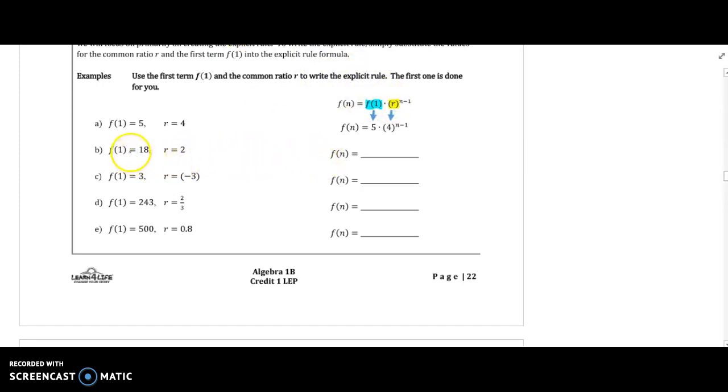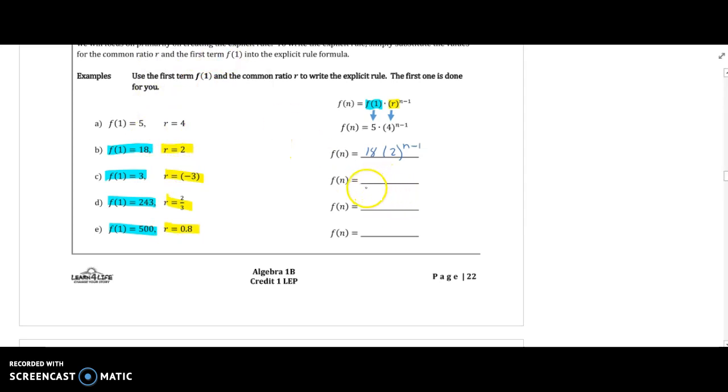So for f of 1 equals 18 and r equals 2, f of 1 is 18, r is 2, we get f of n equals 18 times 2 to the n minus 1, right? We don't change anything about the formula. The f of n stays the same and the n minus 1 stays the same. The only thing that changes is the f of 1 and the r. Okay, and then the next one, I'm just going to go through. All of these are the f of 1. All of these are the r's.